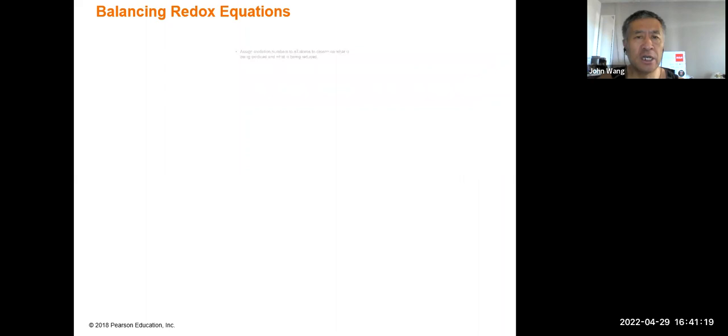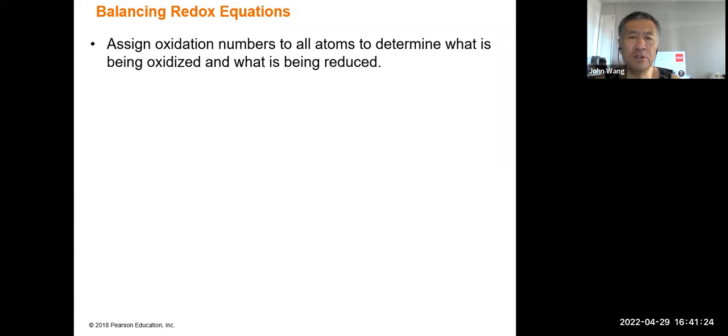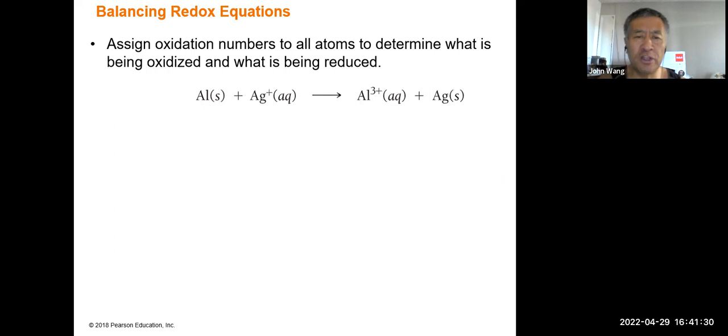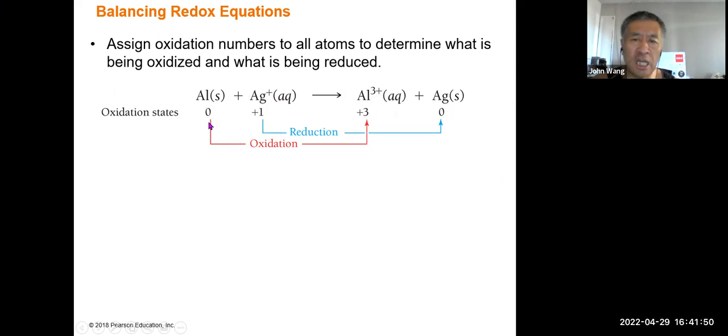So you first assign the oxidation number to all the atoms to determine what is being oxidized and what is being reduced. For example, Al solid plus Ag+ plus Fe produces Al3+, Fe, and Ag solid. We assign the numbers: 0 for free element, plus 1 is the same as the charge, plus 3 is the same as the charge, 0 for free element. Then we can see the oxidation happened to the aluminum, or Al, and reduction happened to silver.